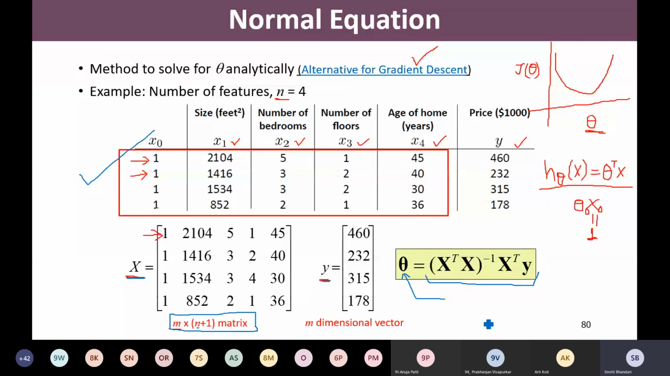What we are right now interested in is how to find out the values of theta, to come up with the hypothesis. And to come up with the hypothesis, this is the alternative way to gradient descent to compute this expression. And this expression will provide me these values of theta. Got it?